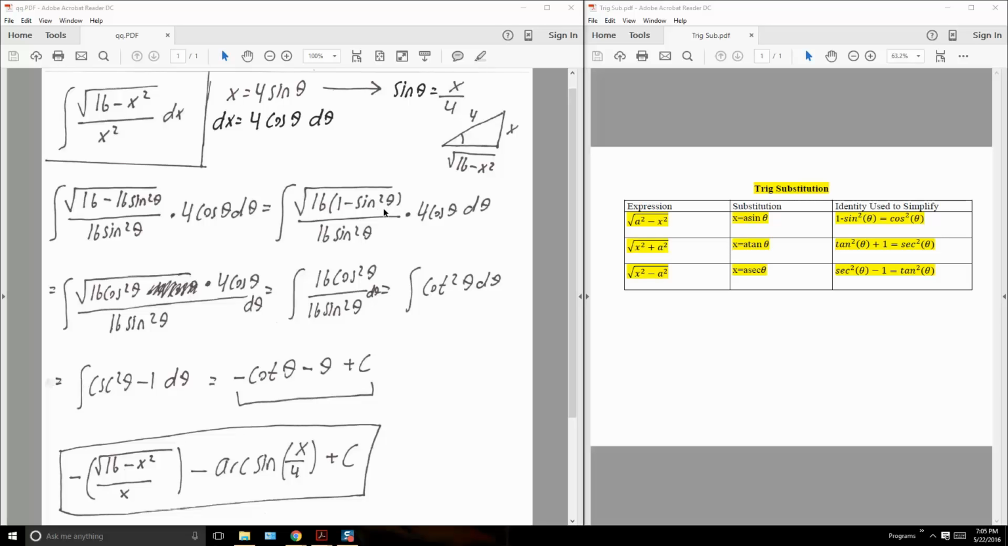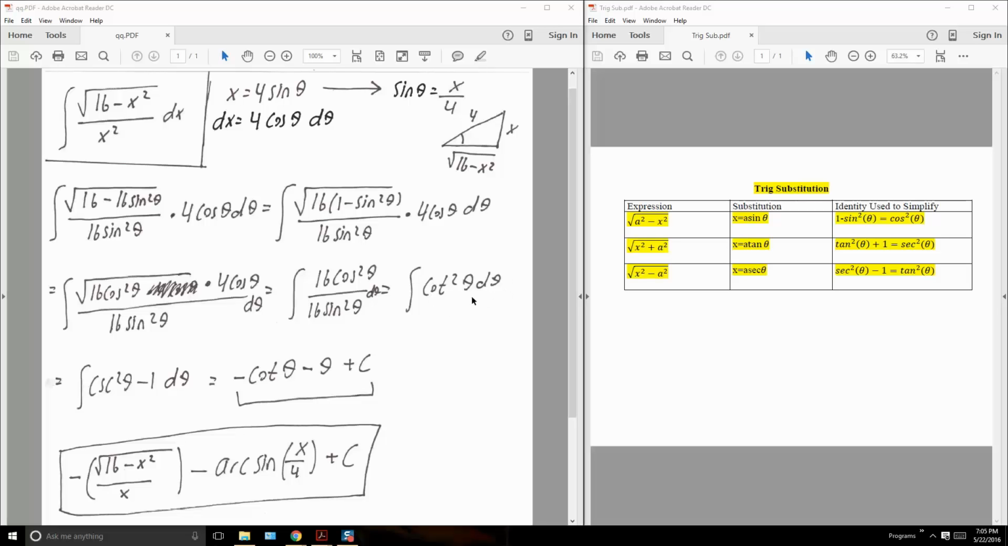And so we'll use a trig identity. We know that 1 minus sine squared theta is equivalent to cosine squared. So we'll have 16 cosine squared times 4 cosine theta, which is on the outside, divided by the denominator. And we know that the square root of 16 cosine squared will be 4 cosine theta. 4 cosine theta times 4 cosine theta is 16 cosine squared theta, divided by 16 sine squared theta. So we can say that cosine divided by sine would give us cotangent, so we will have cotangent squared theta.